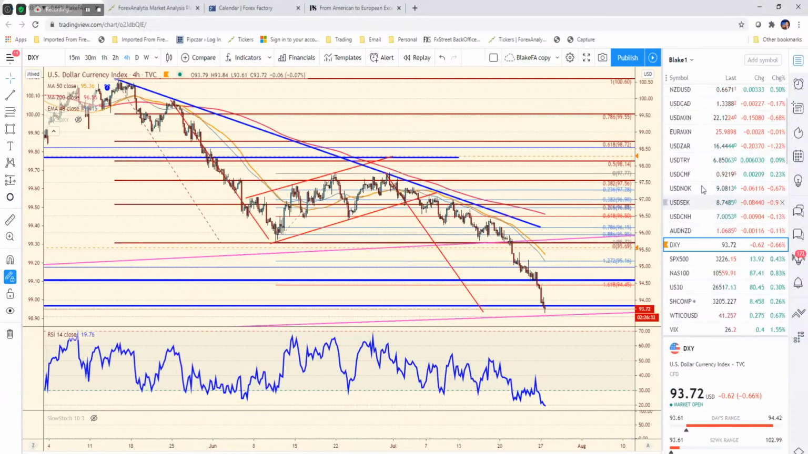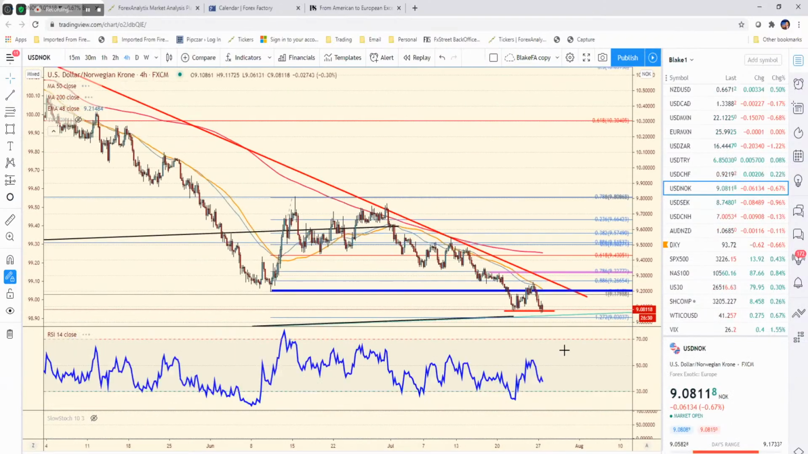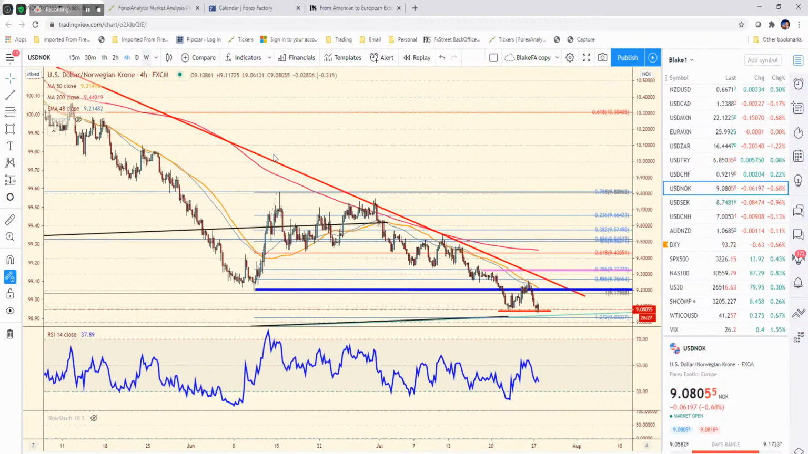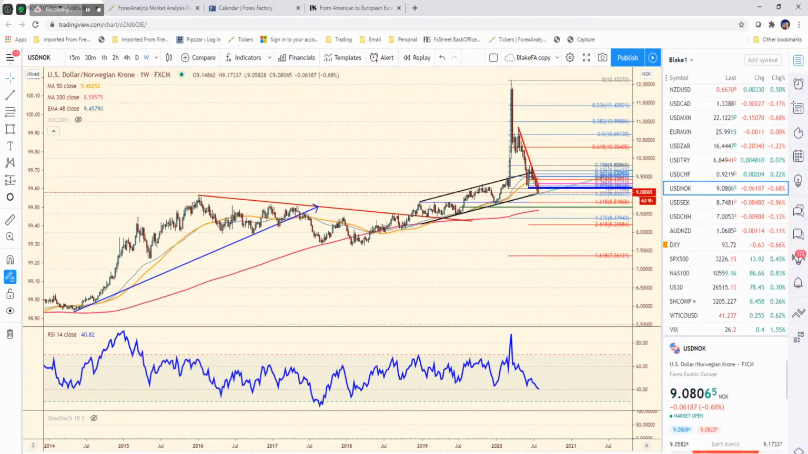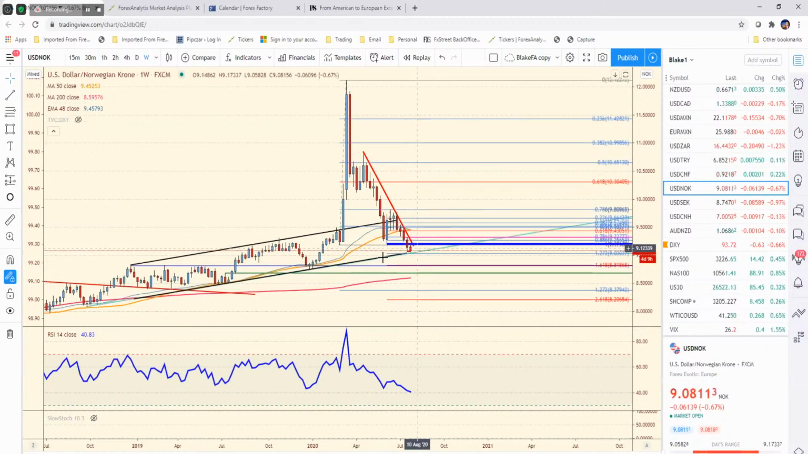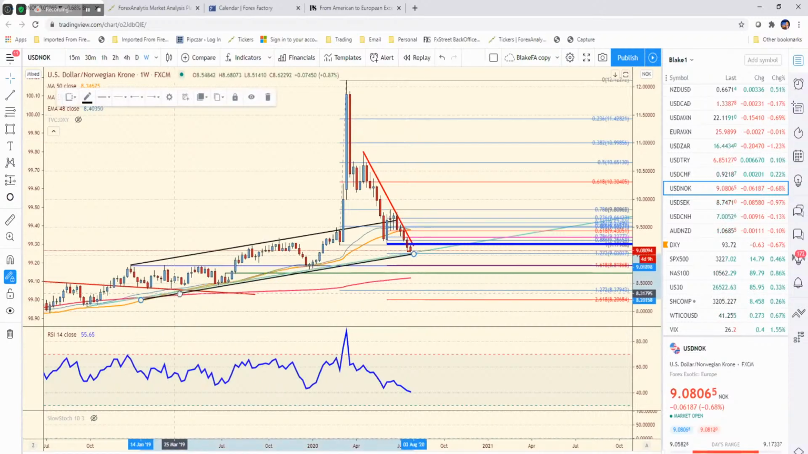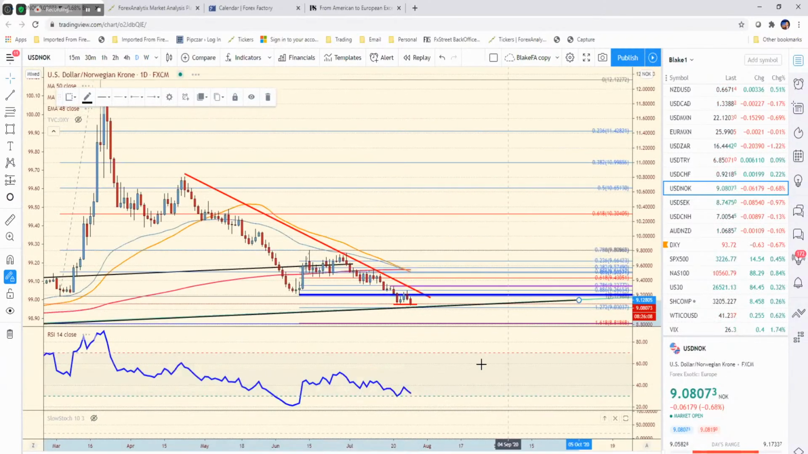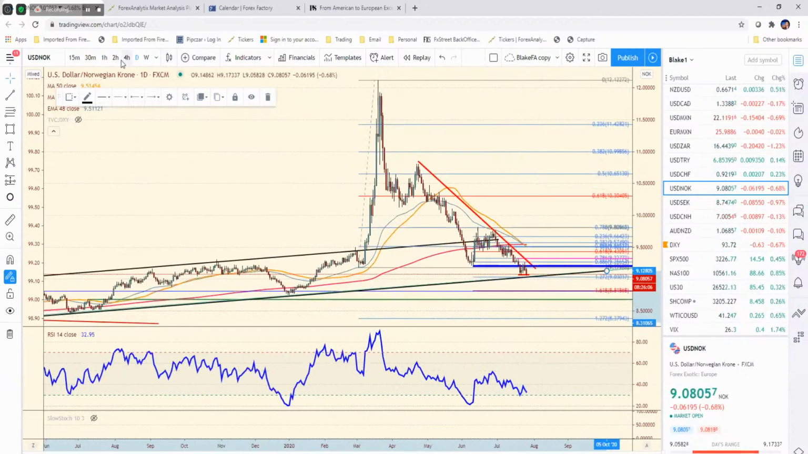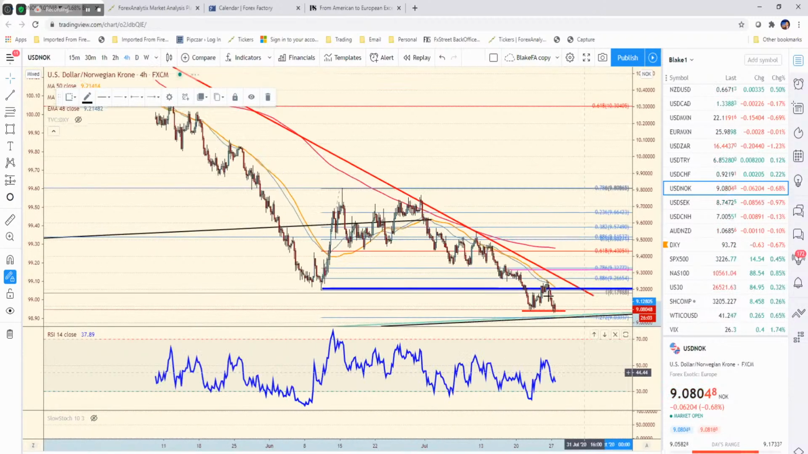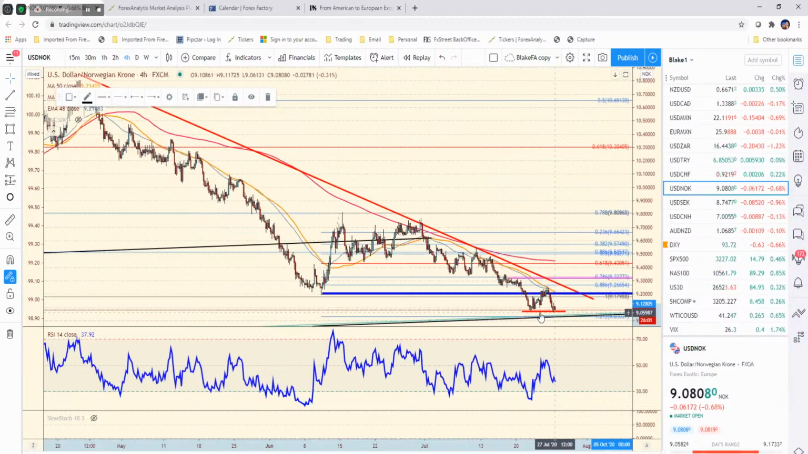The US dollar Norwegian krona. Now, this is a currency pair that I think is at some very important support. You can see this trend line coming into play in the US dollar Norwegian krona. This is a long-term weekly channel support. Let me move that channel support a little bit. You can see intraday, we're testing all of this support here. Relative strength is very divergent.